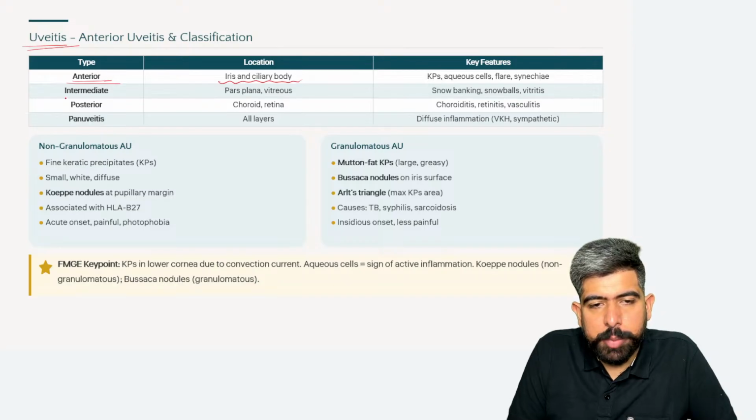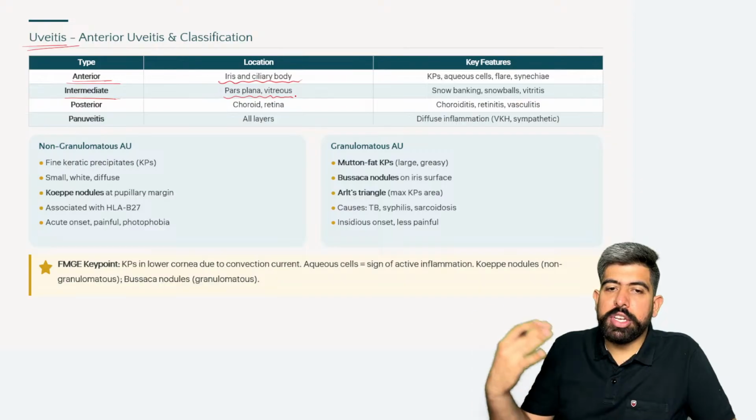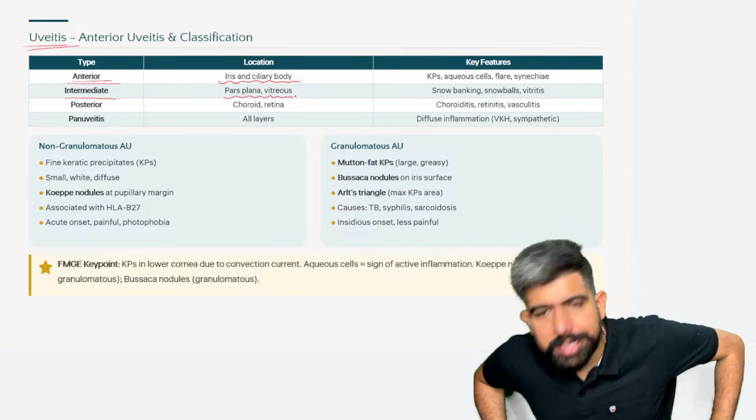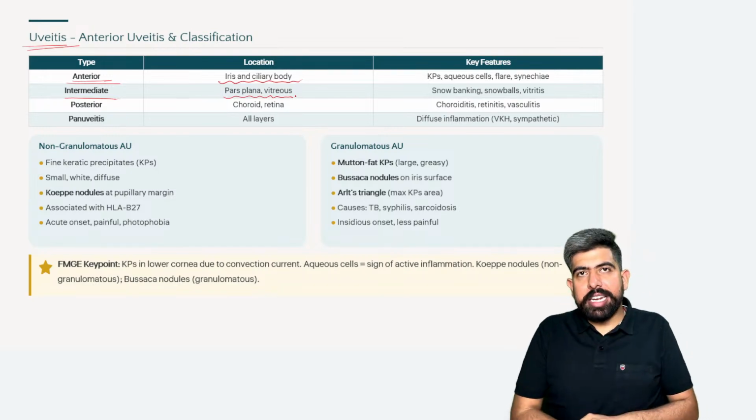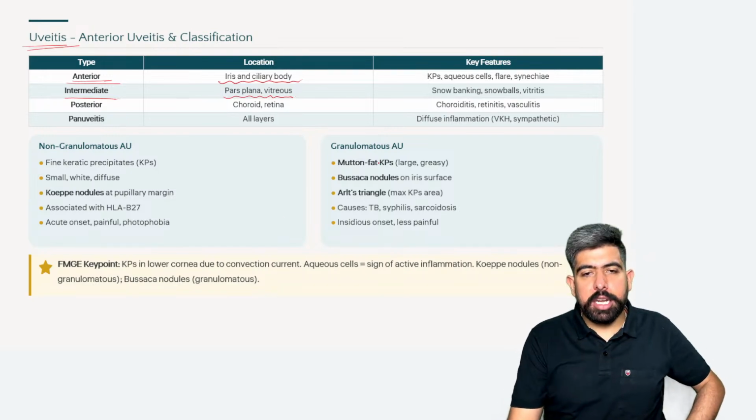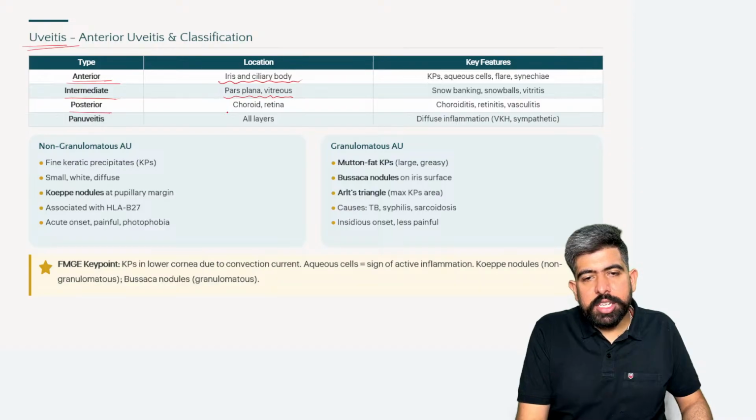The next, we have the intermediate. In this, the pars plana and the vitreous, the posteriorly, right? The ciliary body has two parts, pars plicata and pars plana. So the pars plicata will be in the anterior one, and pars plana will be in the intermediate one. The next we have the posterior one, which is having the choroid and the retina involvement.